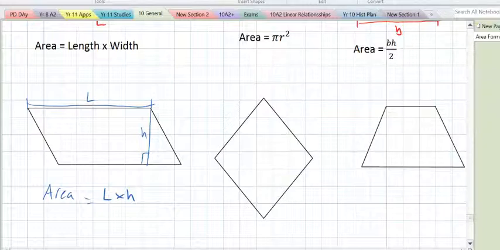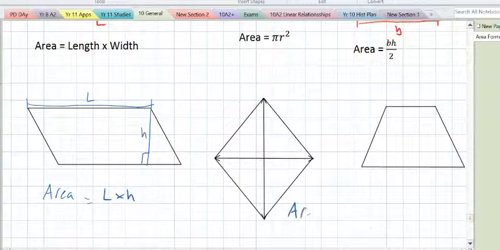Who knows what this one's called? It's every girl's best friend, either a diamond or a kite. The formula is the same. For our area, diamonds, you have to do A times B divided by 2.